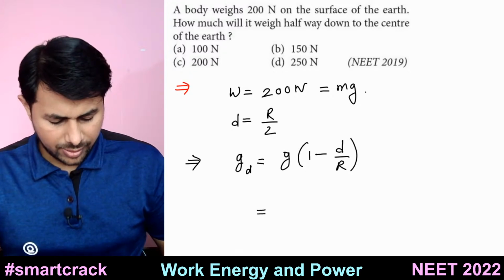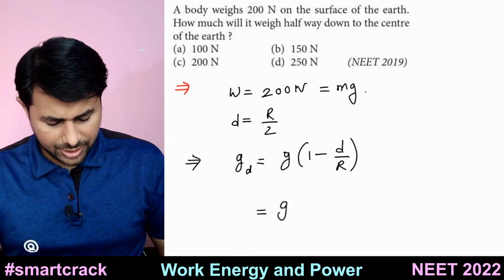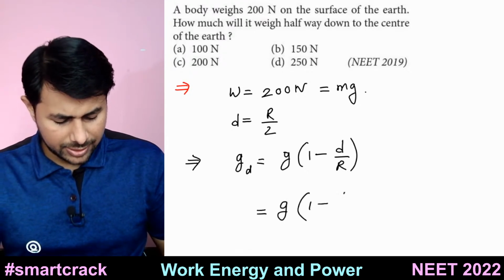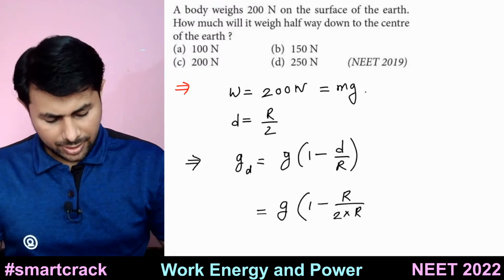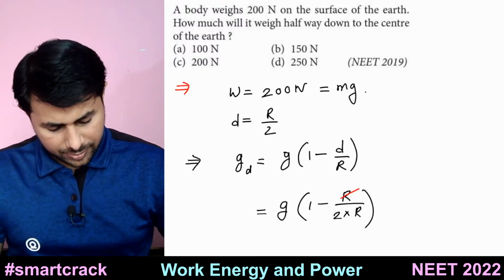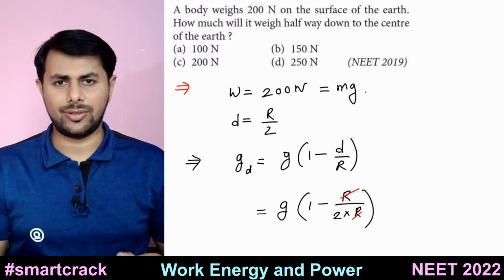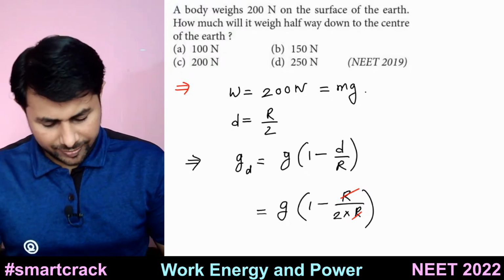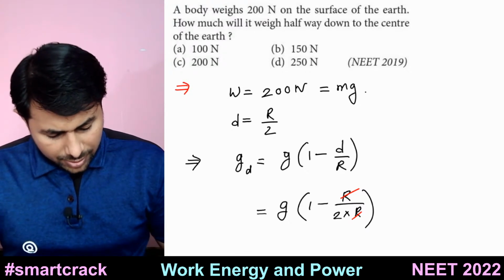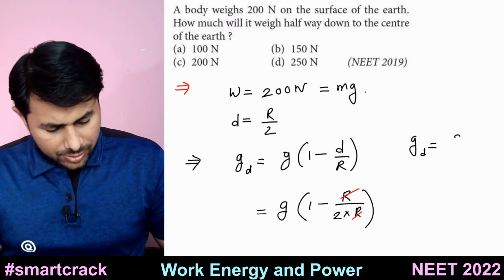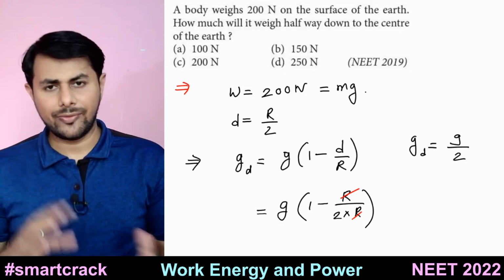Okay, and d is equal to r divided by 2. So it is g times 1 minus r upon 2 divided by r. So this r gets cancelled out, and we have g into 1 minus half. So which is half, right? So we get g at depth d equals g divided by 2, and because it is g divided by 2, so weight will also become what?